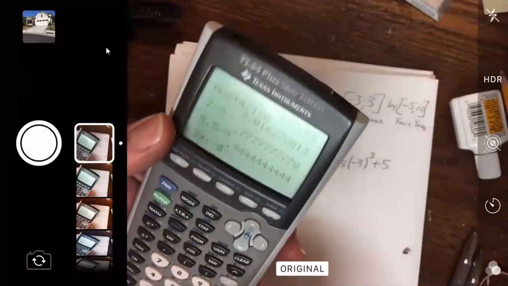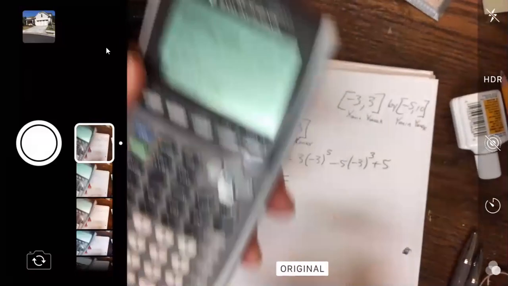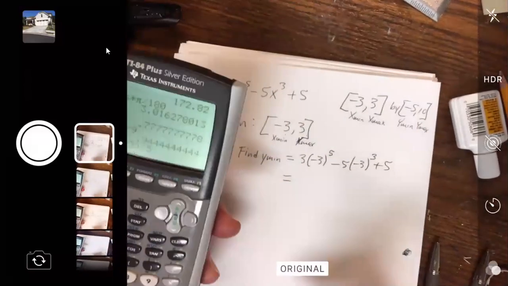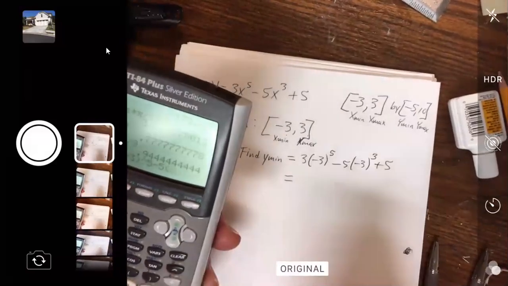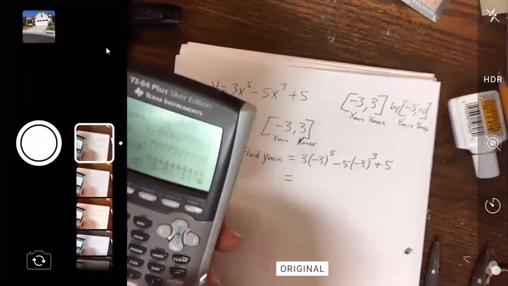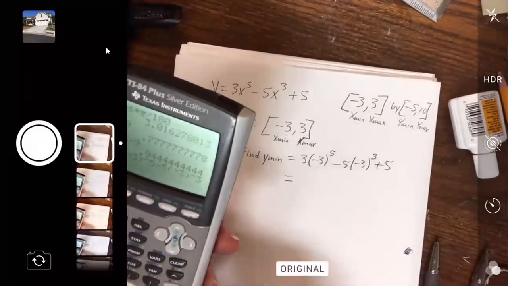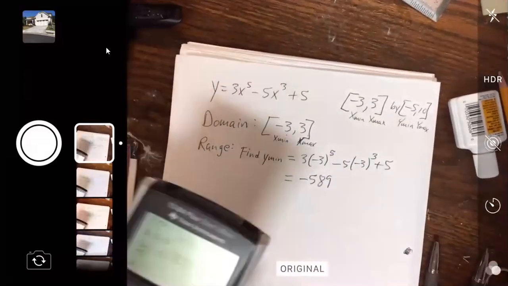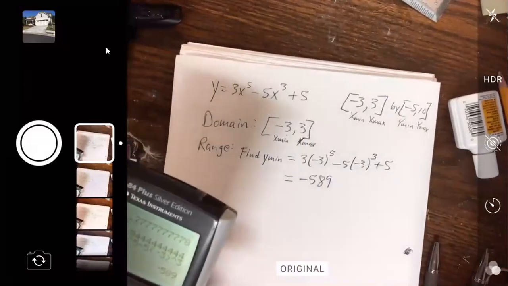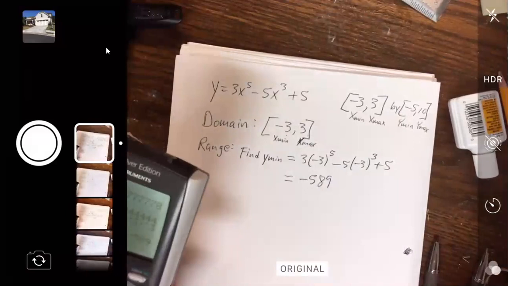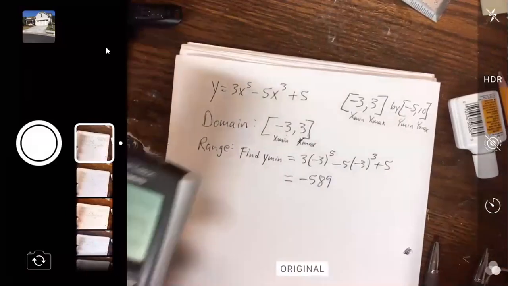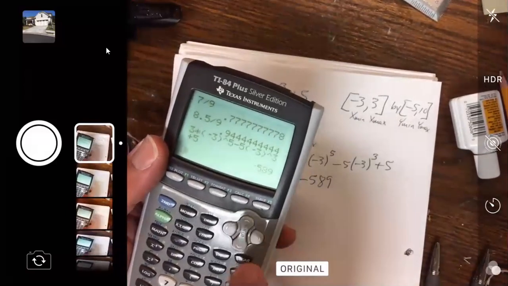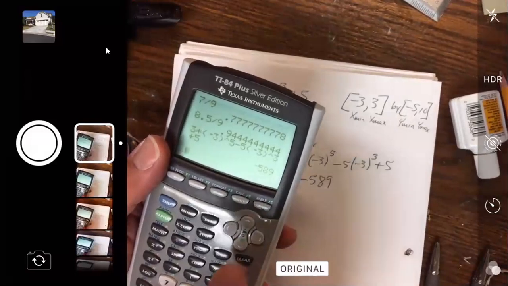Three times -3 raised to the fifth. I can put it side by side. Maybe I should clear the screen. Minus 5 parentheses, -3 raised to the third, and add 5. I'm getting -589. The third, but yeah, just the third, add 5. Okay, so looks good to me if you've punched it along. That's the y min.